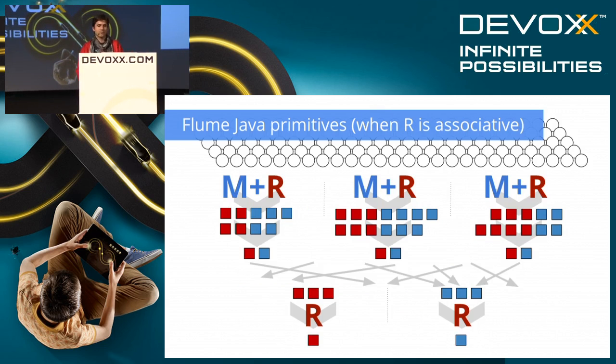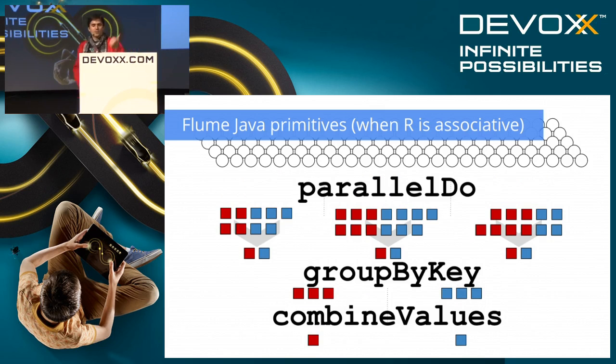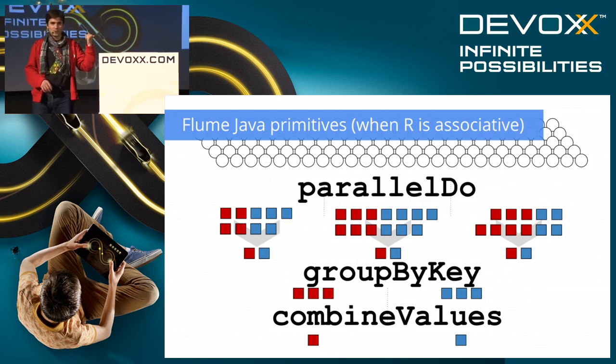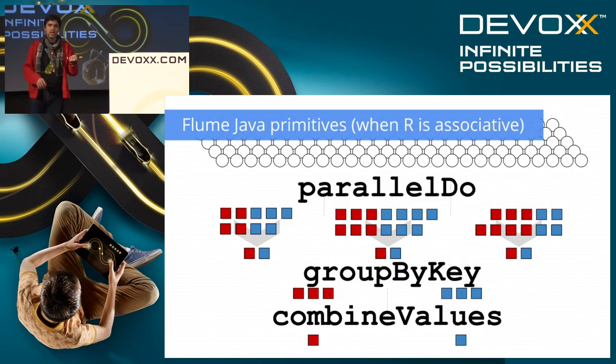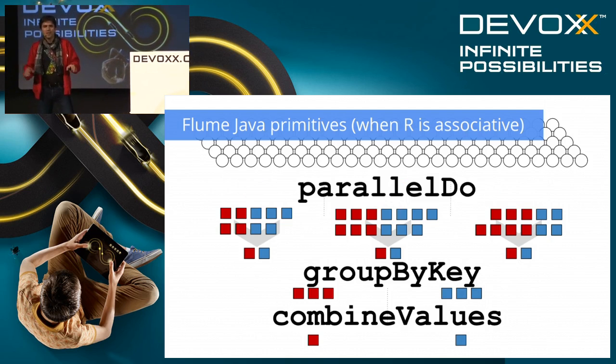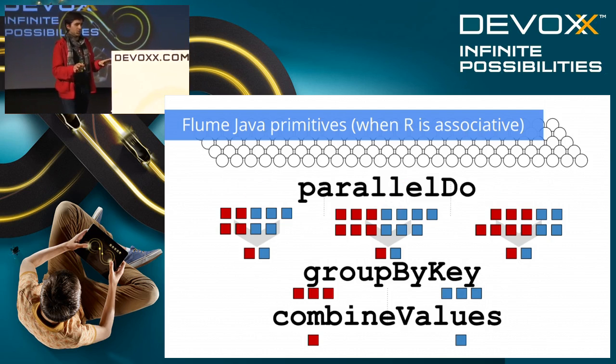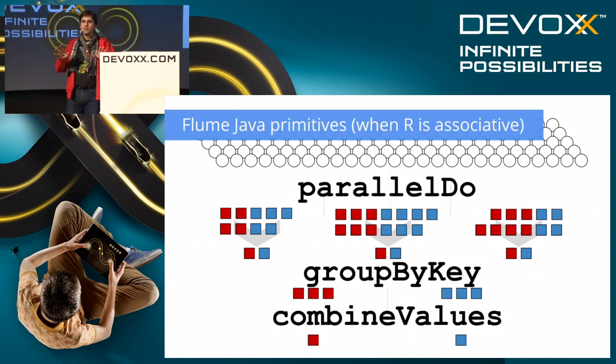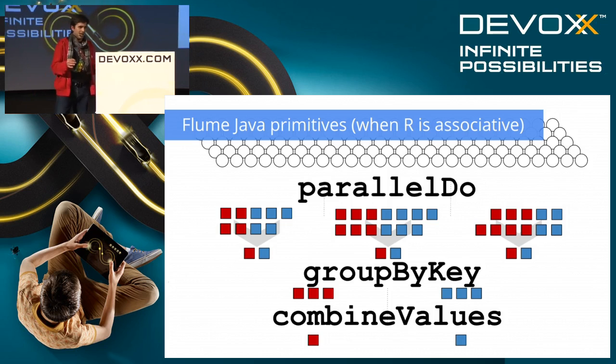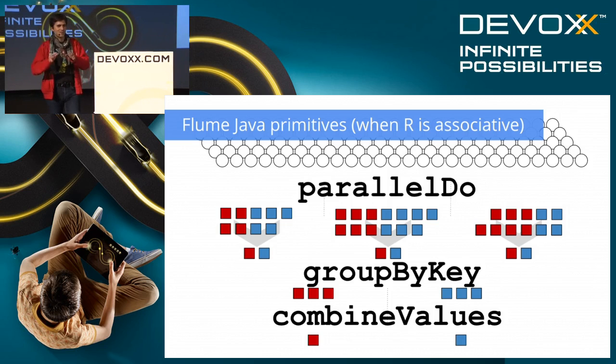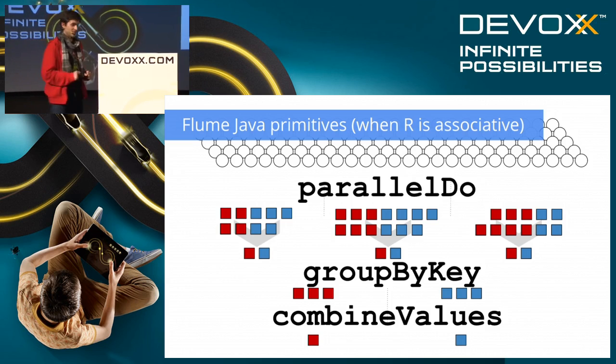In the associative case, the last parallel do, we call it combine values. It's still a parallel do. It can still be treated as a parallel do, but we give it another name to record the fact that it is associative, because I hope you get this by now. When the reduce step is associative, magic happens.